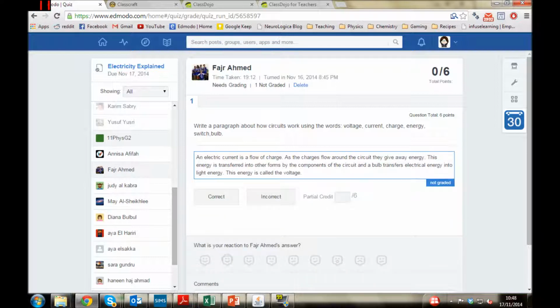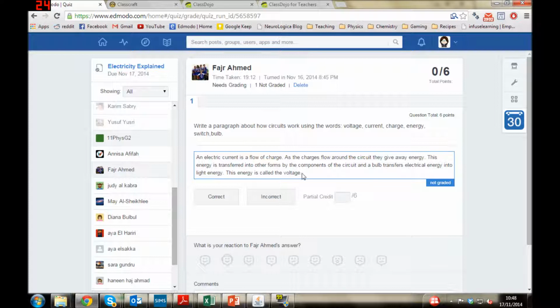So PhysG's here. Electric current is a flow of charge. Yeah, definitely correct. Charges flow around the circuit. They give away energy. Yeah, this is right, especially when they go through a bulb or a resistor. Energy is transferred into other forms by the components of the circuit. A bulb transfers electrical energy into light energy. This energy is called the voltage. Yeah, that's kind of right.